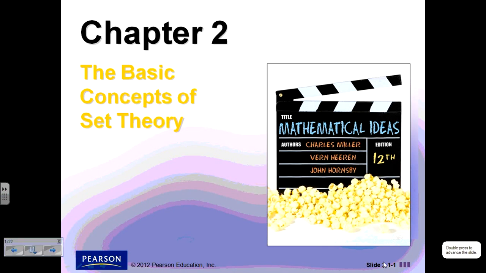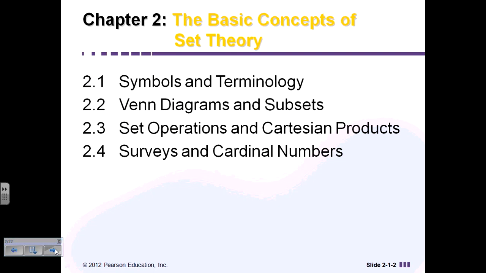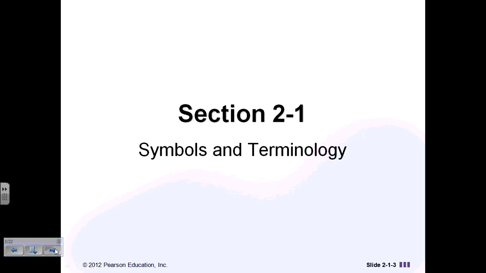Today we're going to talk about Chapter 2, the basic concepts of set theory. Set theory was developed in about 1875 by Georg Cantor. They used a number of symbols and different things to represent sets, and we're going to be talking about in these 4 sections of Chapter 2 the symbolism, terminology, how to use Venn diagrams, different options for how to use set theory to solve mathematical problems.